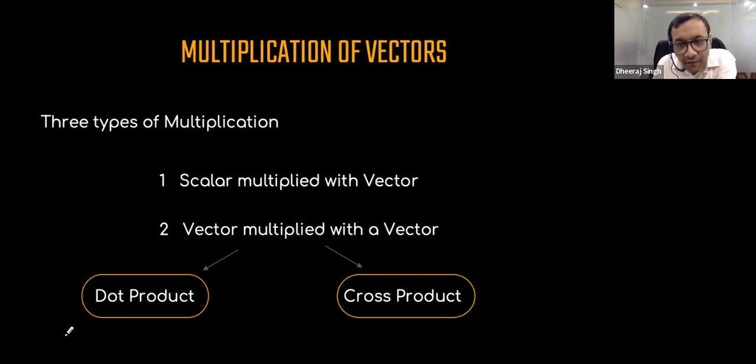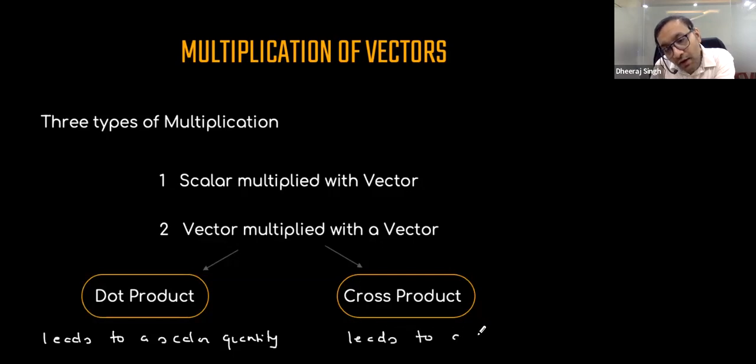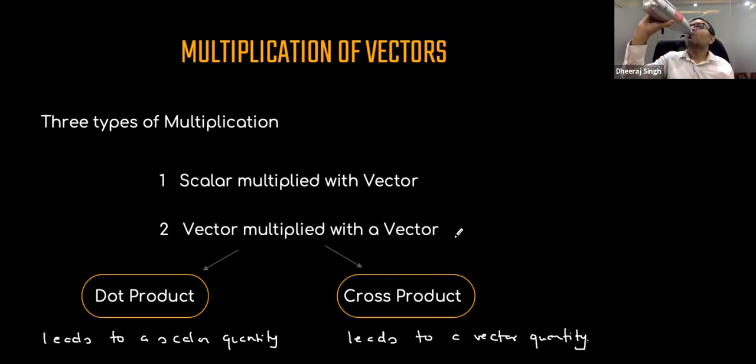Dot product is the name of the multiplication of a vector with another vector that leads to a scalar quantity. Cross product is the name of the multiplication that leads to a vector quantity. All right. Have all of you written? All right, I'll go to the next.